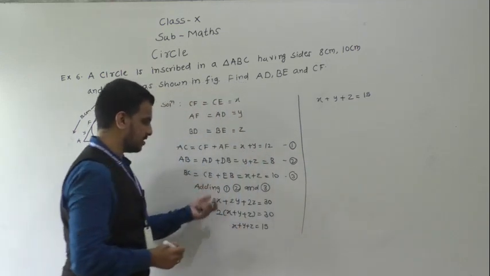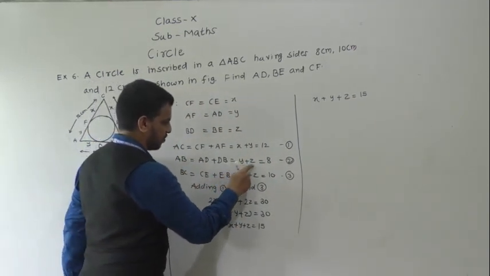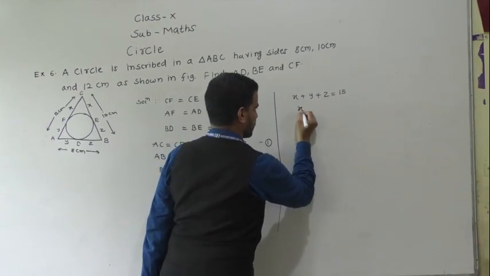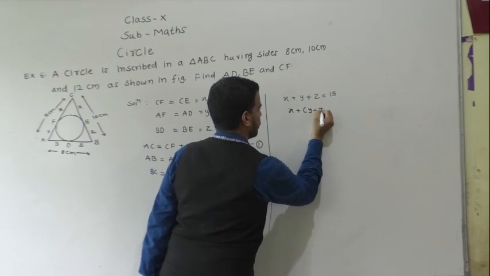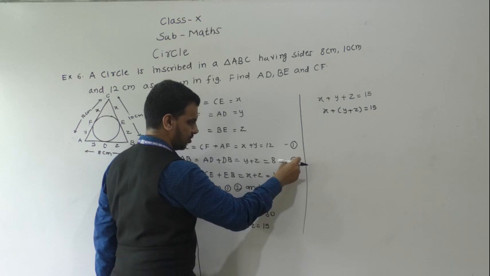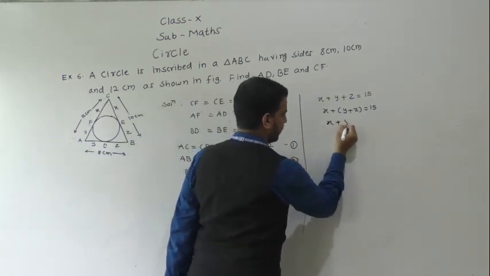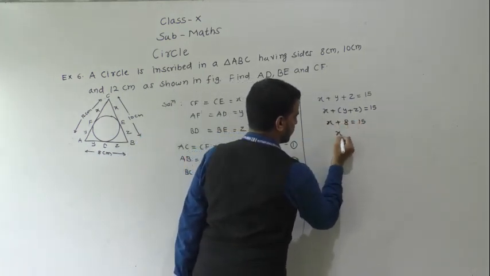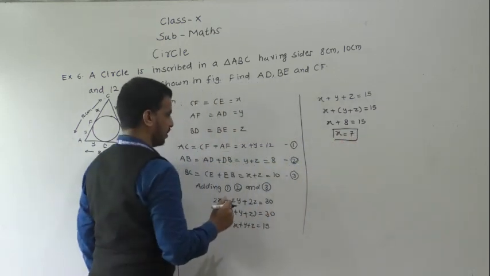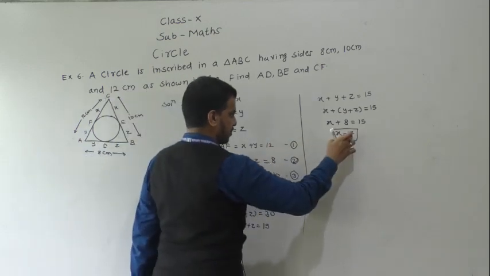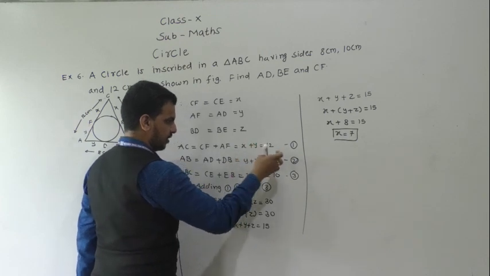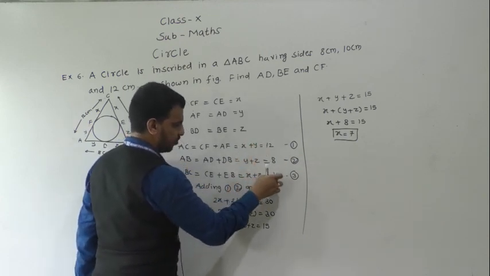Now if we have to find X, we know Y plus Z is equal to 8 from equation 2. So X plus 8 is equal to 15, so X is equal to 15 minus 8, that is 7. Now we have X is equal to 7. If we put X is equal to 7 in equation 1, we will get the value of Y, and in equation 3, we will get the value of Z.